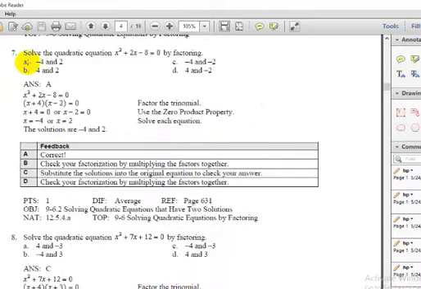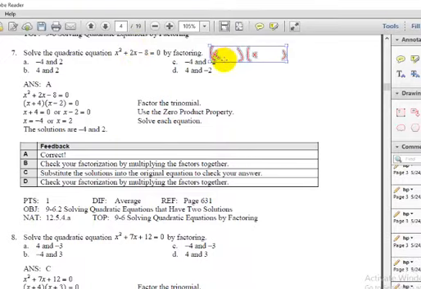Let's start here. Solve the quadratic equation x squared plus 2x minus 6 equals 0 by factoring. Okay, how can we factorize it? Do you remember? Of course, we are going to make two brackets. Very good. x and x. And here the third term is negative, so one number is positive and the other is negative.